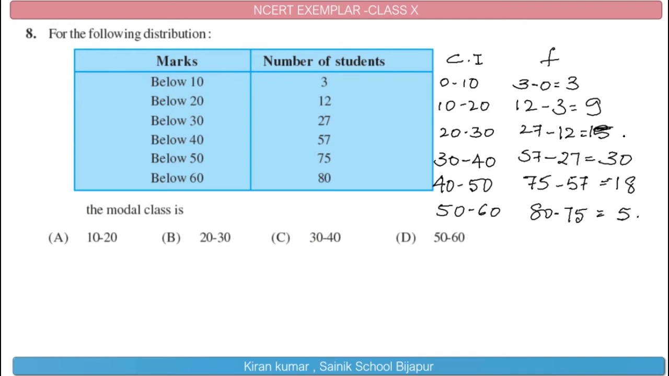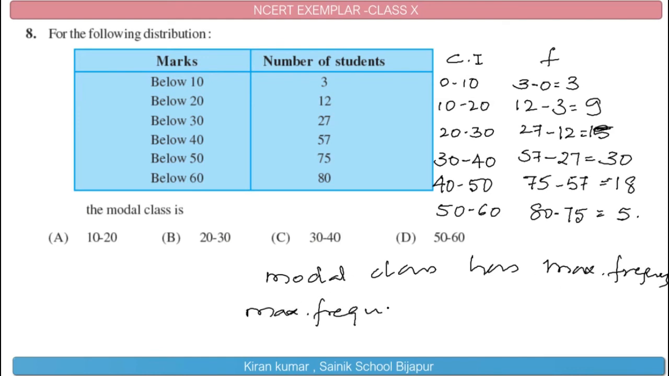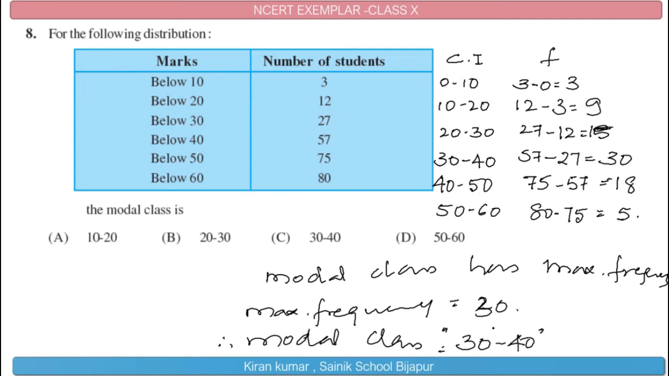These are the frequencies. Now I need to find out the modal class, and the modal class will be having maximum frequency. Here the maximum frequency is 30. Therefore modal class is from 30 to 40. And this verifies option C is the right answer.